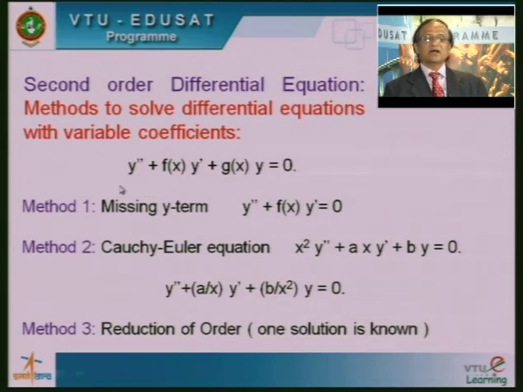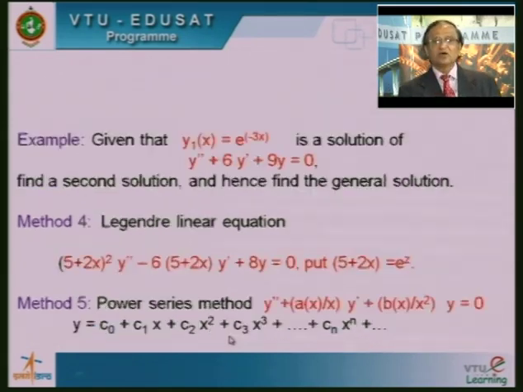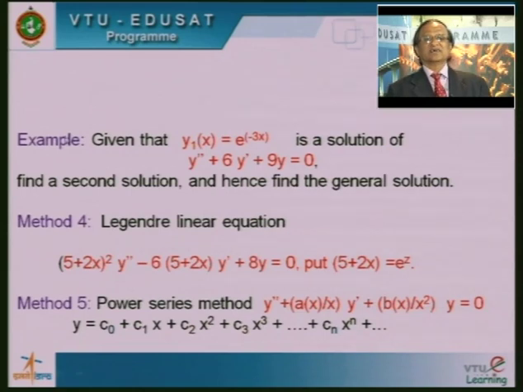Is it clear? Out of the 2 solutions, sometimes one solution may be known, and we want to find the other solution. How do we find the other solution is the question. In such a situation, we can use the third method, which we call reduction of order. By using this method, we can find one more unknown solution.